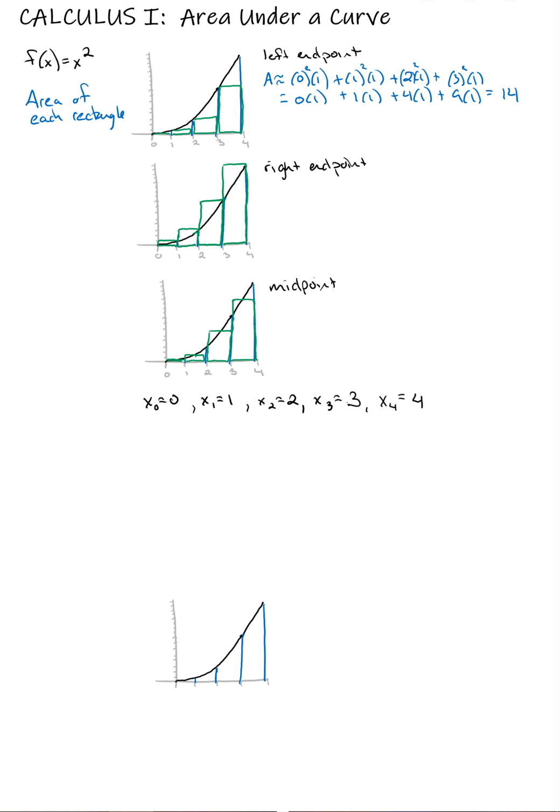Using the right-hand endpoint, now when I look at this first rectangle, the right-hand side is at 1, so its height now is 1.